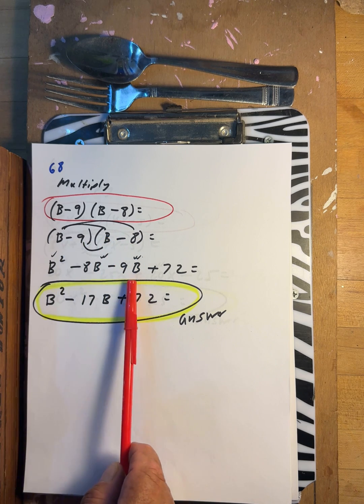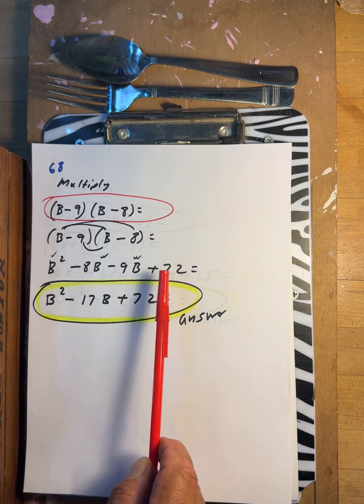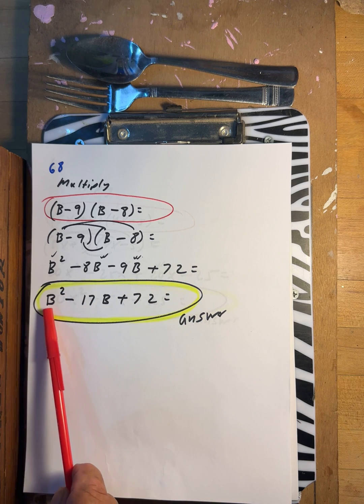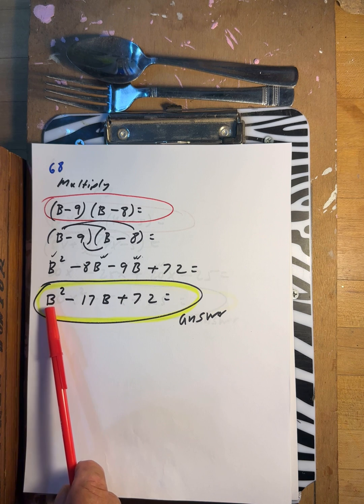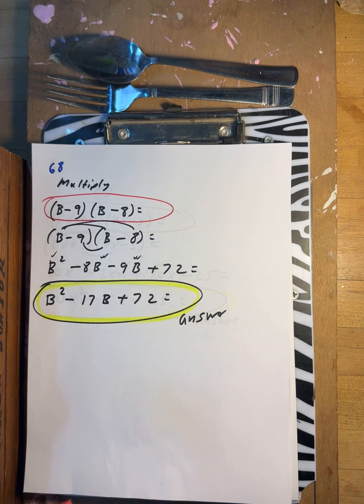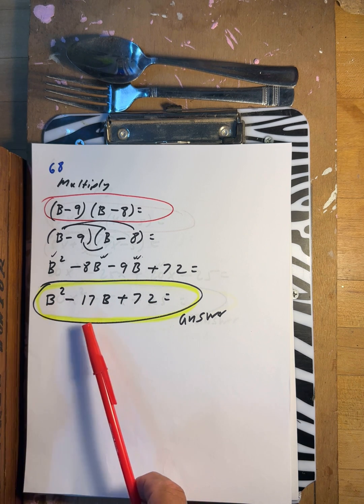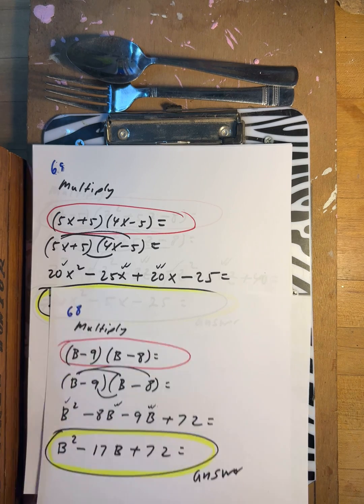Negative 9 times b is negative 9b. And the negative times the negative is a positive 72. So now we have b squared and negative 8 and negative 9. Put them together. So it's going to be b squared minus 17b plus 72. B squared minus 17b plus 72.